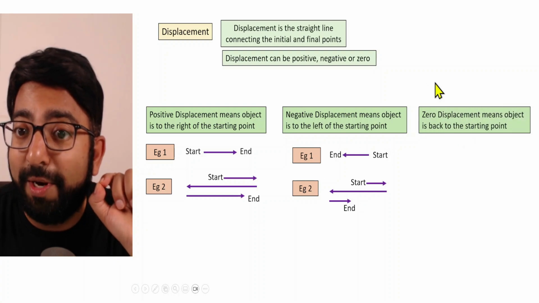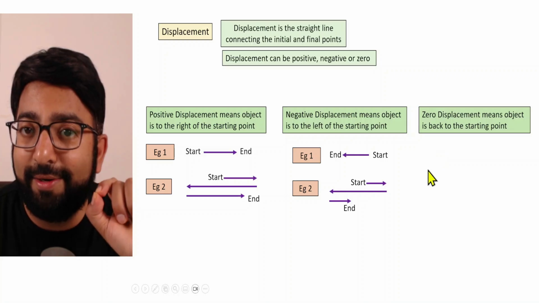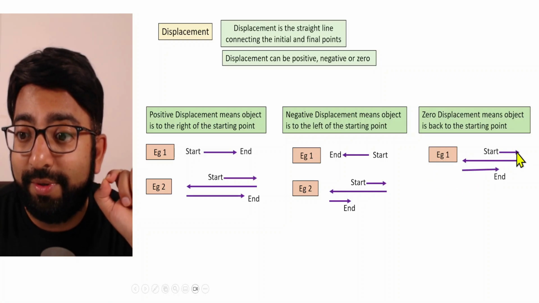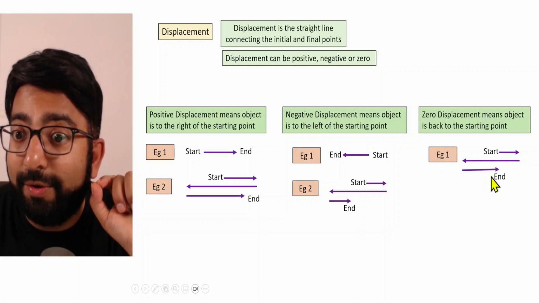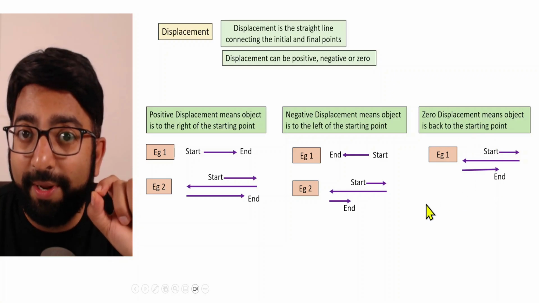At the end, what is meant by zero displacement? It means the object is back to where it started from. Example number 1. So consider this. If the object goes to the right, left, and back again, the particle has come back to the same point where it started from. This is an example of zero displacement.